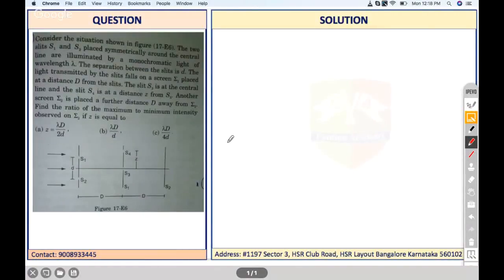All right, friends. So here is a question on wave optics. Let's see what this is about. It refers to a figure. You can see here what is going on.